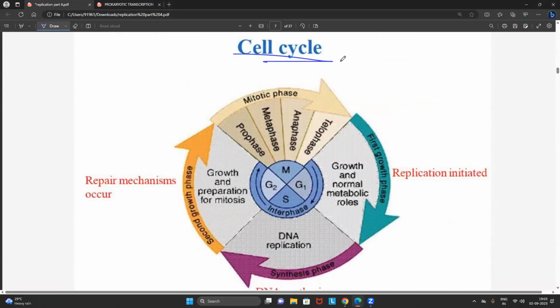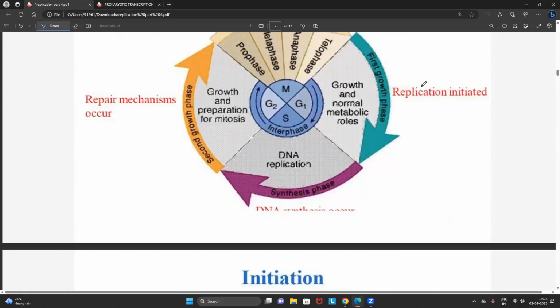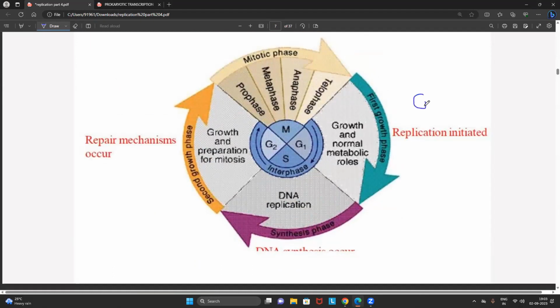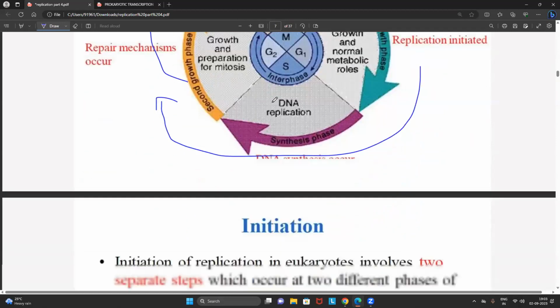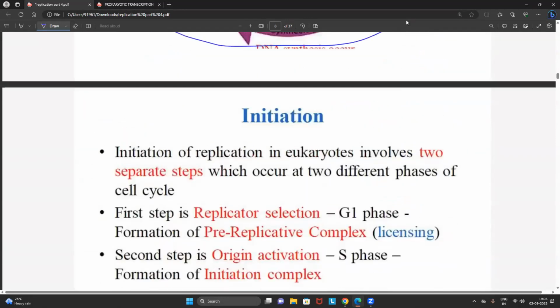If you quickly recall my words, we generally say that G1 phase is the preparatory phase for the S phase, and similarly G2 phase is the preparatory phase for the M phase. That is what we read. And you also remember that I told you the initiation of eukaryotic DNA replication occurs in two steps. What is that?